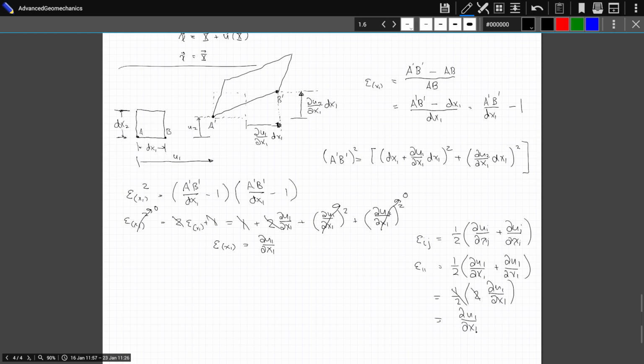So we only derived this one. If you made those same geometric arguments for all of them, you would get this, and then we can verify that this reduces back to that for the 1-1 component, right? And it's because of these geometric arguments that we need the 1/2 out front. And that's why we defined our Green strain and our Eulerian strain as 2E.